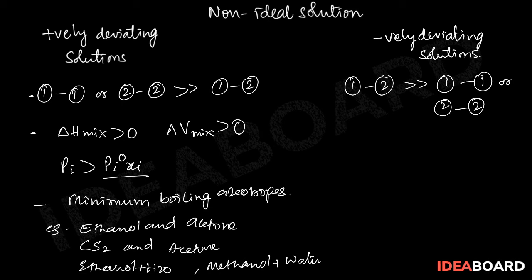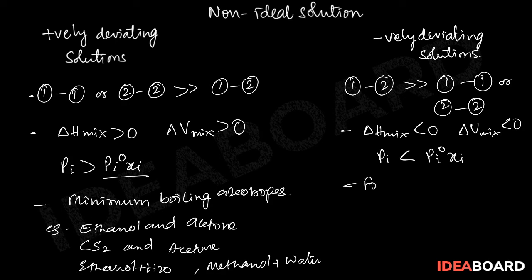Now the features of negatively deviating solutions: obviously delta H mix will be less than 0, and delta V mix will also be less than 0, and the actual vapor pressure of the system will be much less than the vapor pressure of the system as predicted by Raoult's law. So they form maximum boiling azeotropes. That is an important feature here.